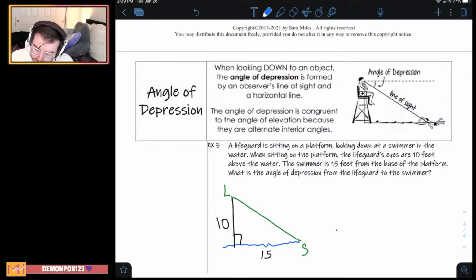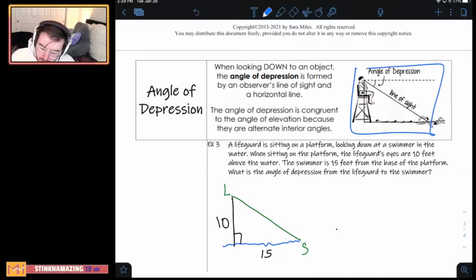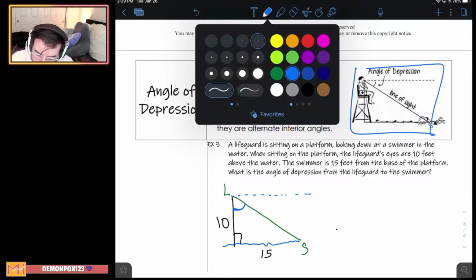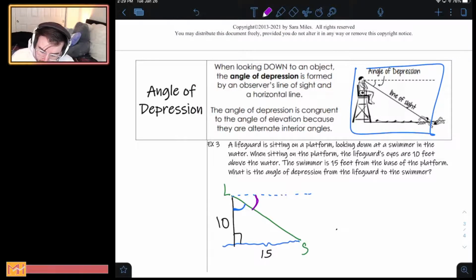So what is the angle of depression? Take note of the picture here. The angle of depression is not this angle. If we were to look straight ahead, that's 0 degrees. So how far are we tilting our head downwards? What we're looking for is this angle, not that one. Does that make sense? Because looking straight ahead is 0.